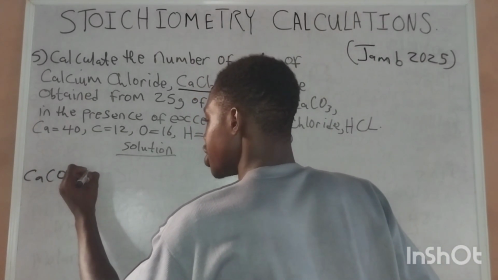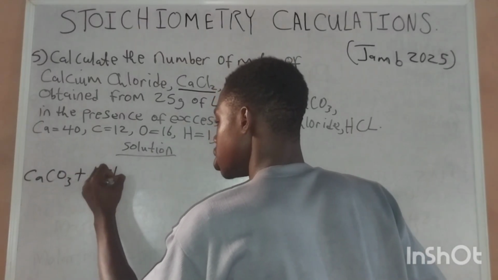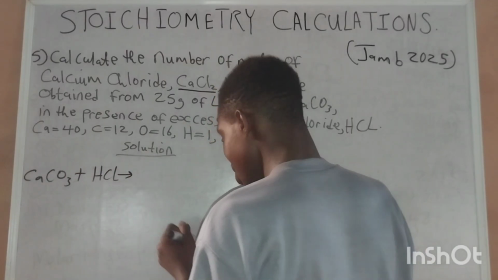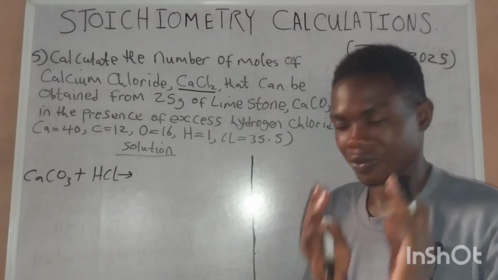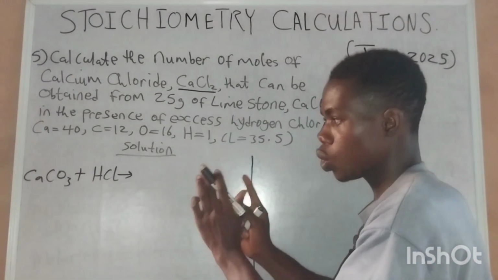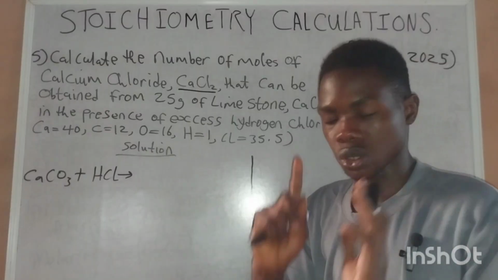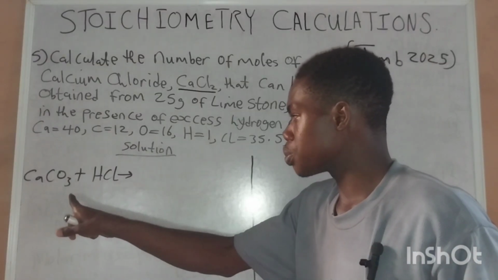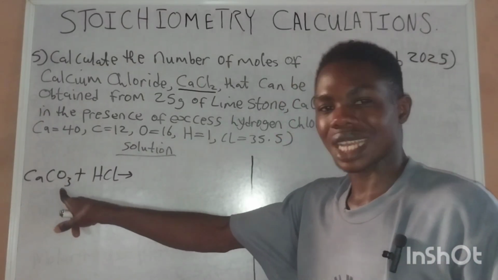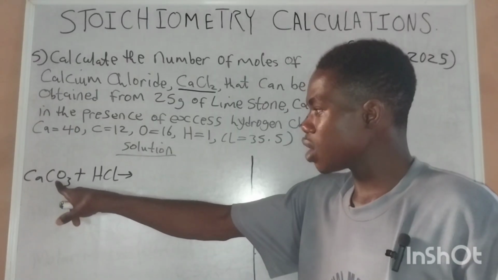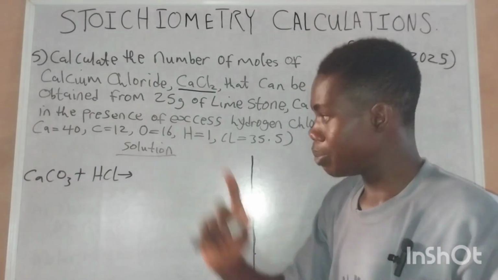CaCO3 plus hydrochloric acid, HCl. Now, please take note of this. When balancing a chemical equation, you see this trioxocarbonate is an acid radical. Please take note that trioxocarbonate, which happens to be CO3, is an acid radical. And the charge of this CO3 is what? 2 minus.